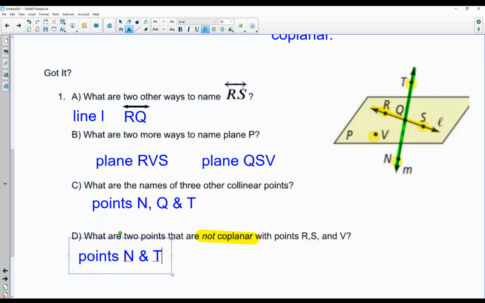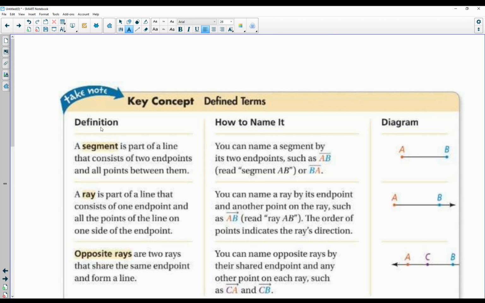Cool. Right. So here we kind of completed a practice of using the terms coplanar, collinear, naming lines, naming planes, finding points, things of that nature. Okay, so let's move on now to some defined terms. So here are some defined terms.